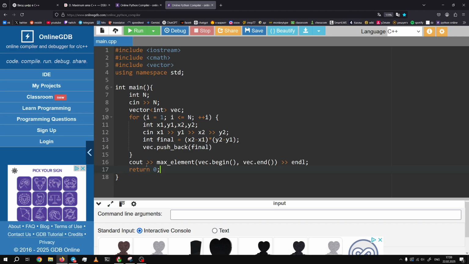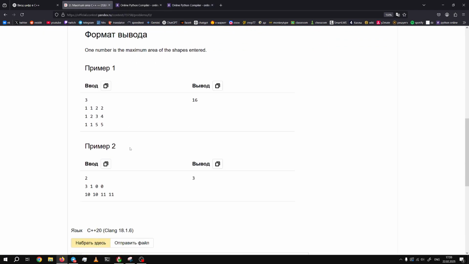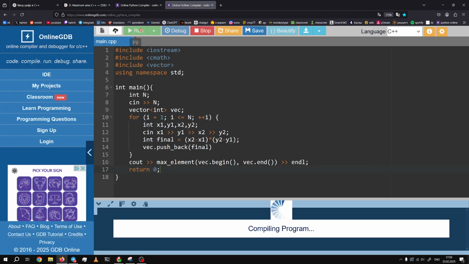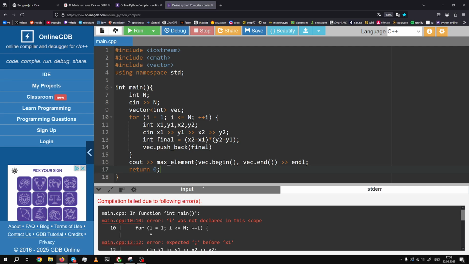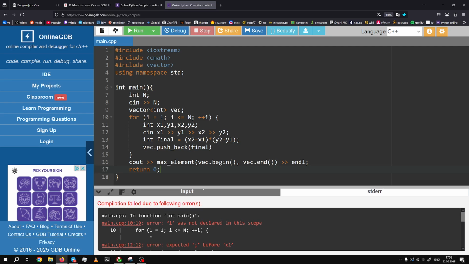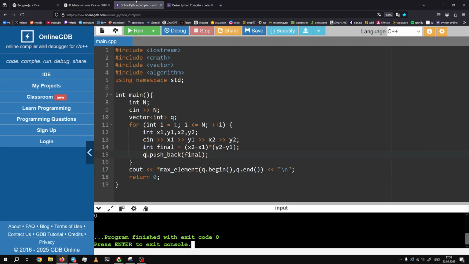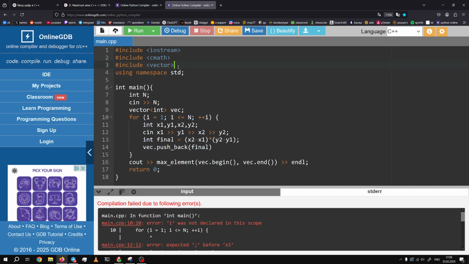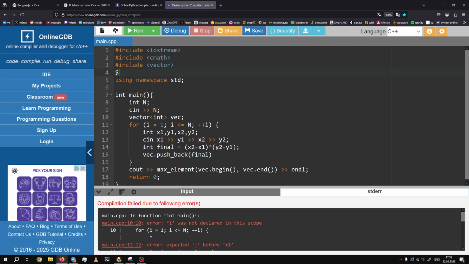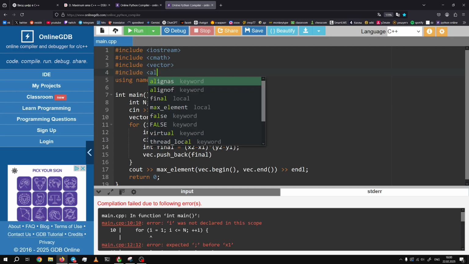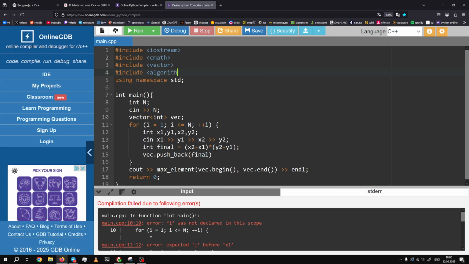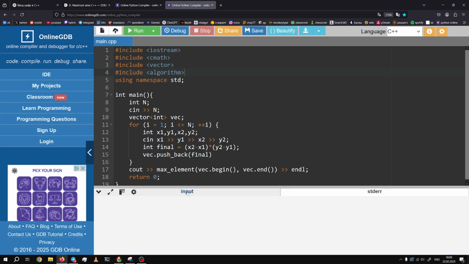Yeah, I think it's really easy to understand. So for example, we have two rectangulars, okay? Wait. What is missing? I forgot some module. I forgot algorithm, of course. Okay, include algorithm. Now I think it's working.